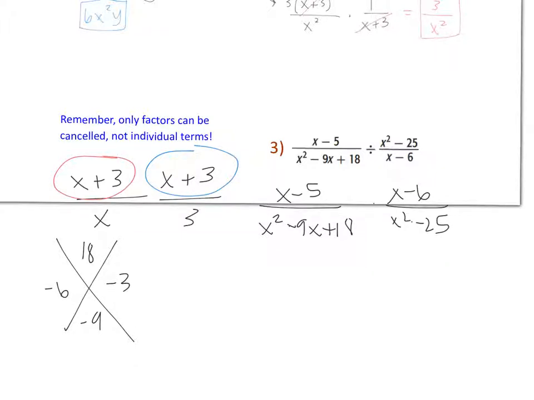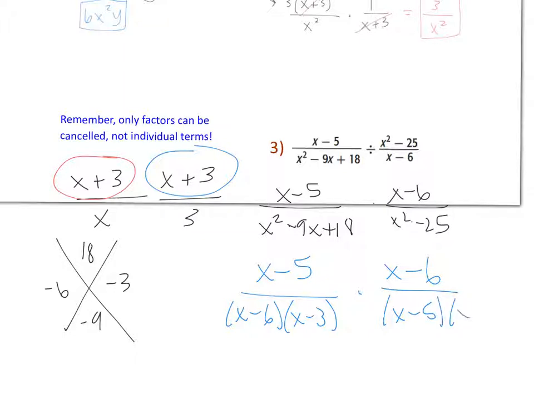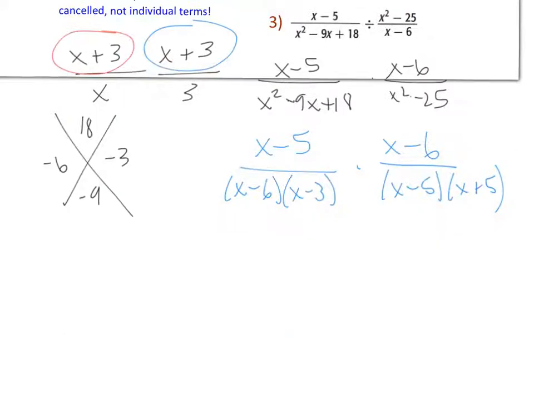So what I actually have now with this first fraction is x minus 5 over x minus 6 times x minus 3. Now that's multiplying by x minus 6 over, and then x squared minus 25 is a difference of 2 squares. So what that factors to be is x minus 5 times x plus 5. And now I look at canceling out any cross products, x minus 6 and x minus 6, x minus 5 and x minus 5. So what I end up having is 1 times 1 over x minus 3 times x plus 5.